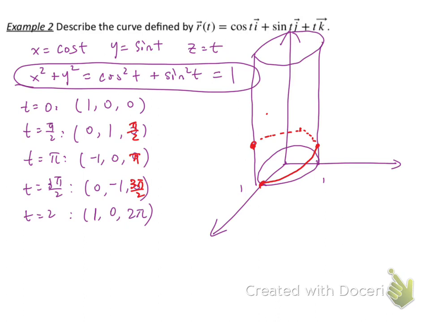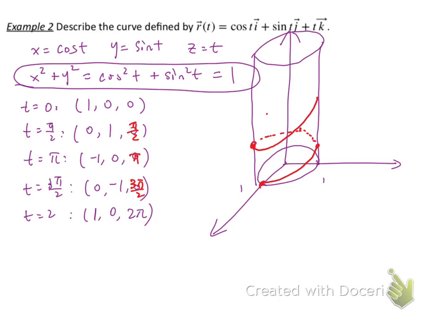Okay, then it goes up again like this. And the 1, 0, 2 pi, it shouldn't be there. It should be much higher. But anyway, you get the idea.